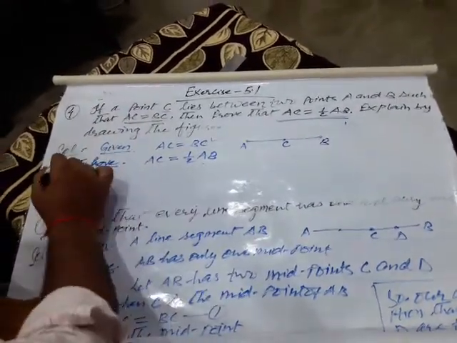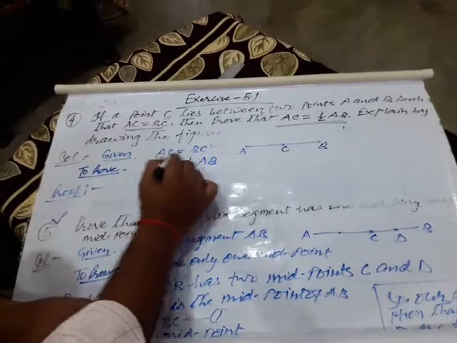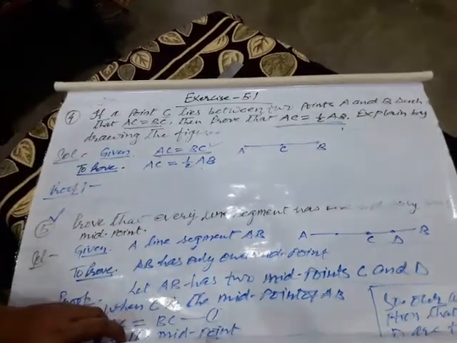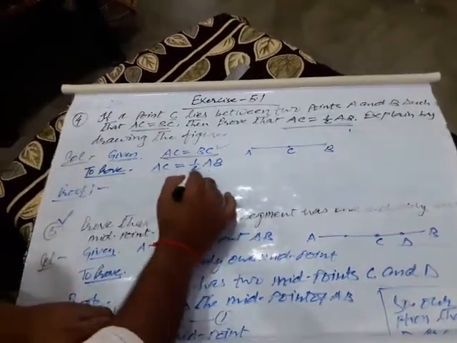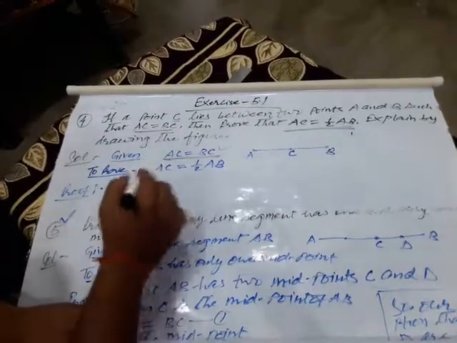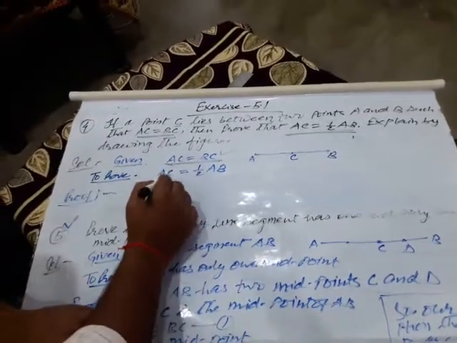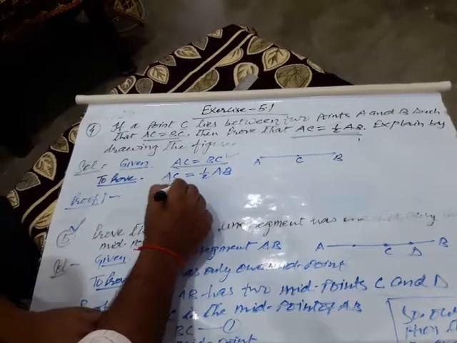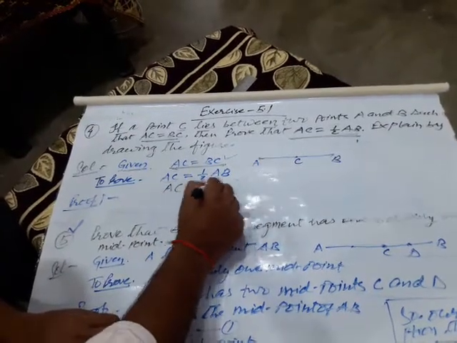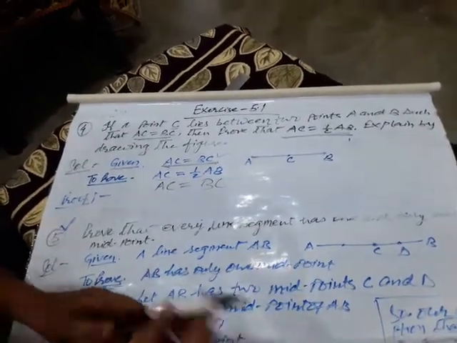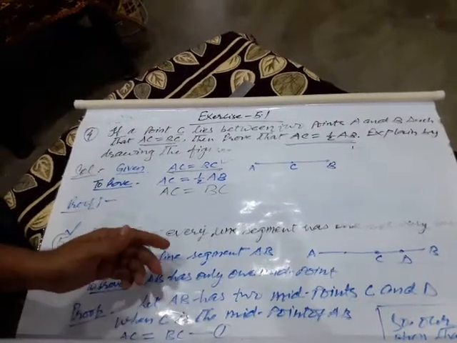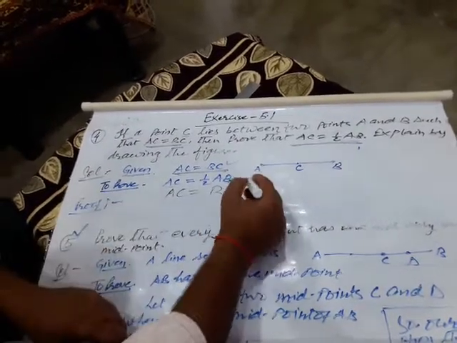Clear? Then start. Given, AC equal to BC, it is given, and you have to prove that AC equal to half of AB. Let us prove that. Now AC equal to BC, that is given in the question only. This is given.